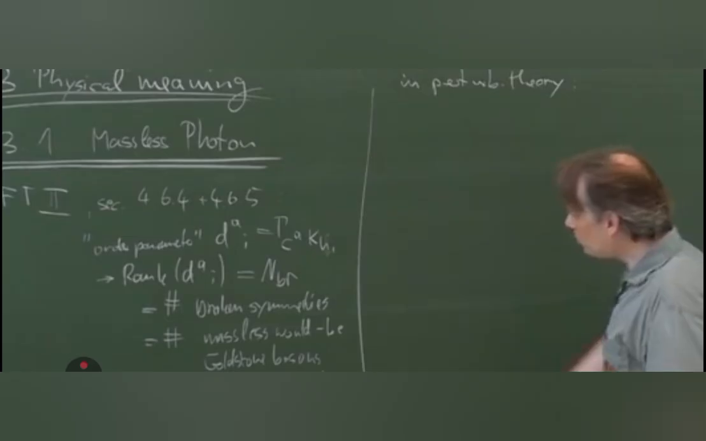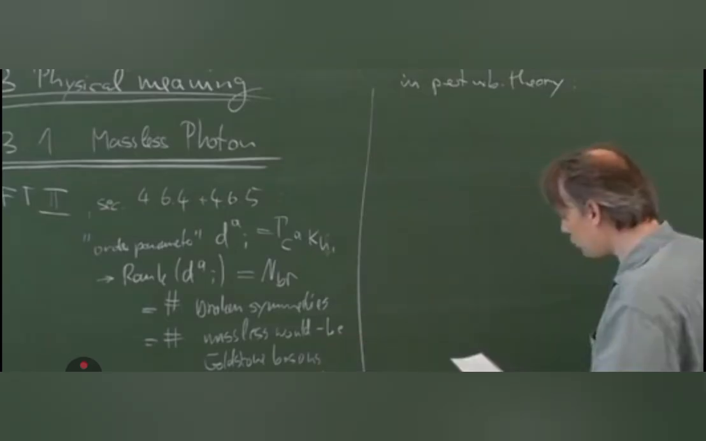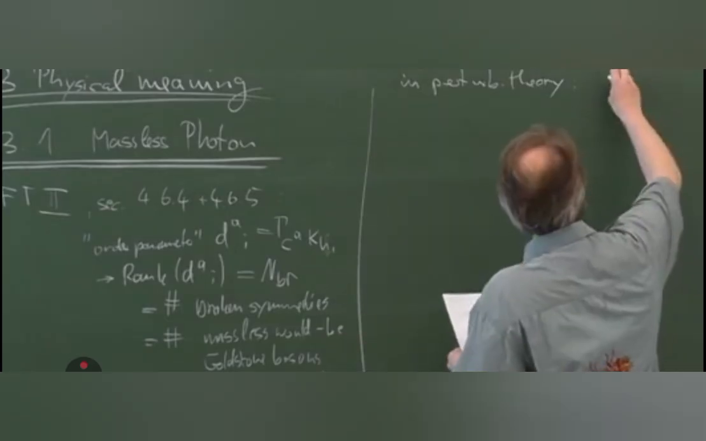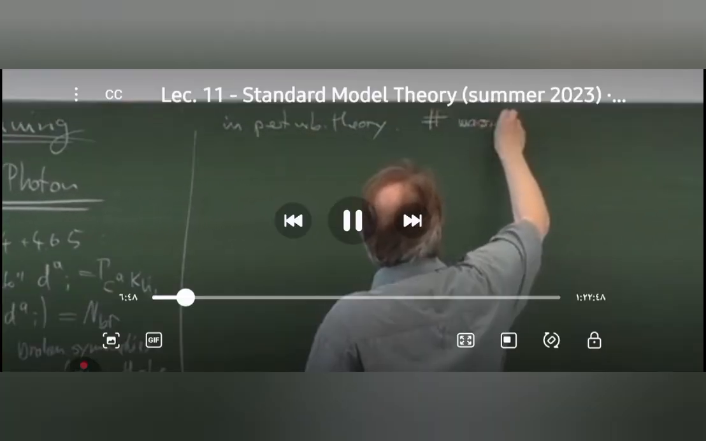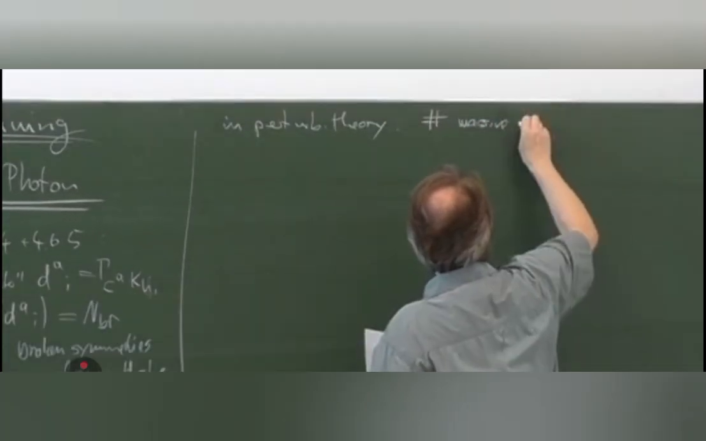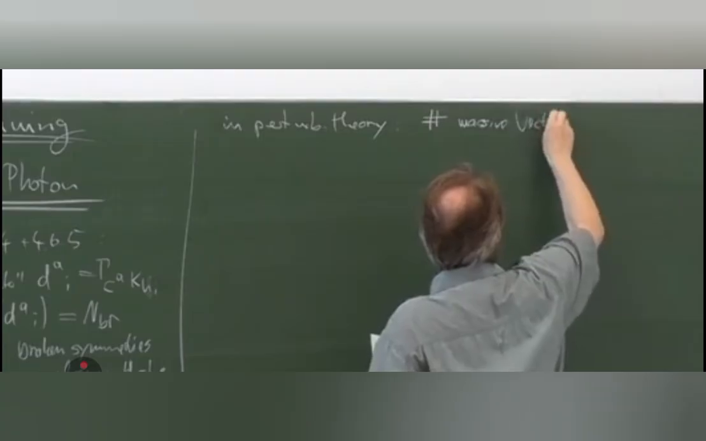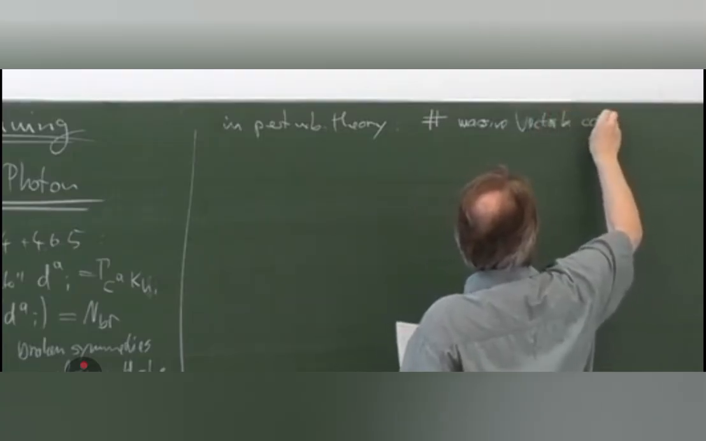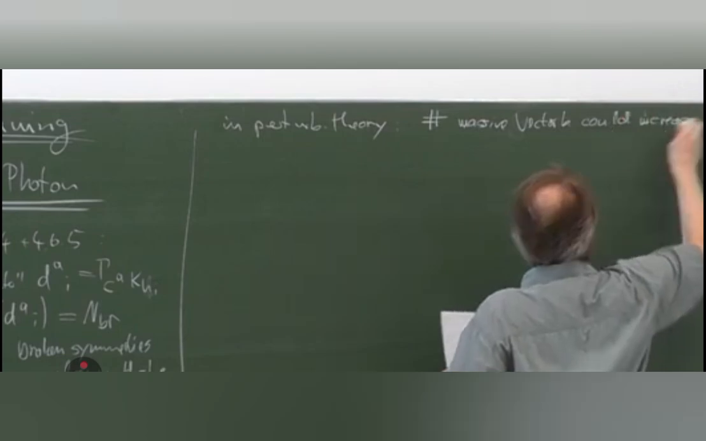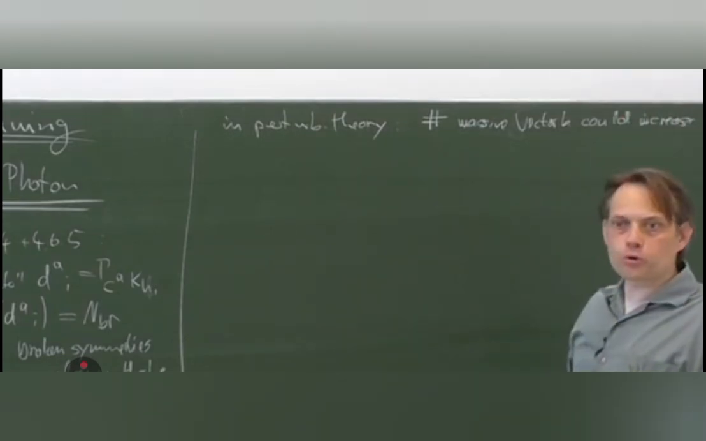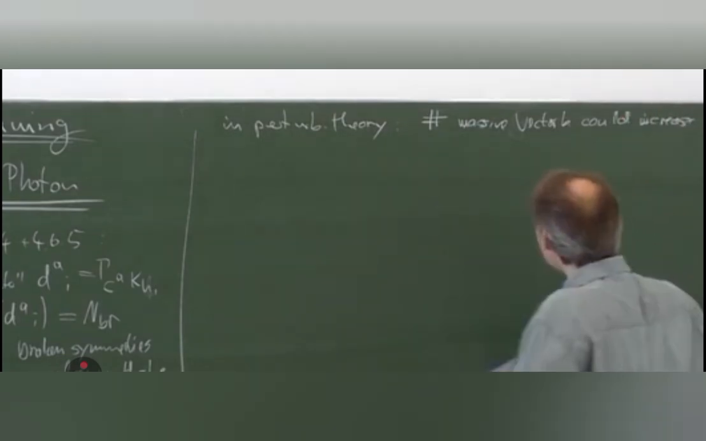And so that we can use in 2 different ways. So let's write it down. The number of massive vector bosons could increase, which in practice means the photon could become massive. In perturbation theory, maybe.